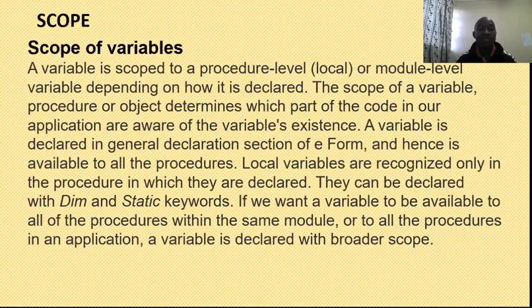A variable is declared in a general declaration section of a form, and hence is available to all procedures. Local variables are recognized only in the procedure in which they are declared. Therefore, it is very important for us to mark that we have local variables, which are recognized only in the procedure in which they are declared. They can be declared with the keywords Dim and Static.